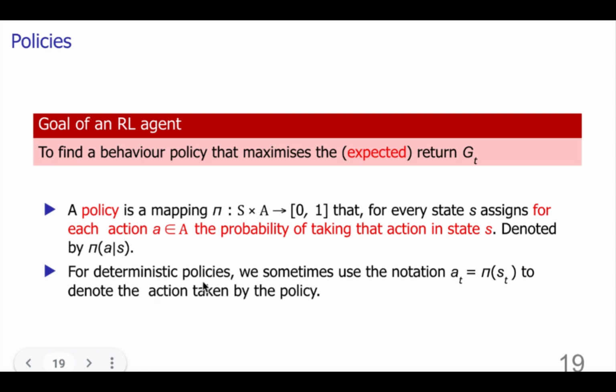So for deterministic policies, for sure, given the agent's state S at time t, if we only need to know what action it gives us, we don't need any joint distribution: a at t is equal to pi of s at t. This is how we define policy stochastically and deterministically.